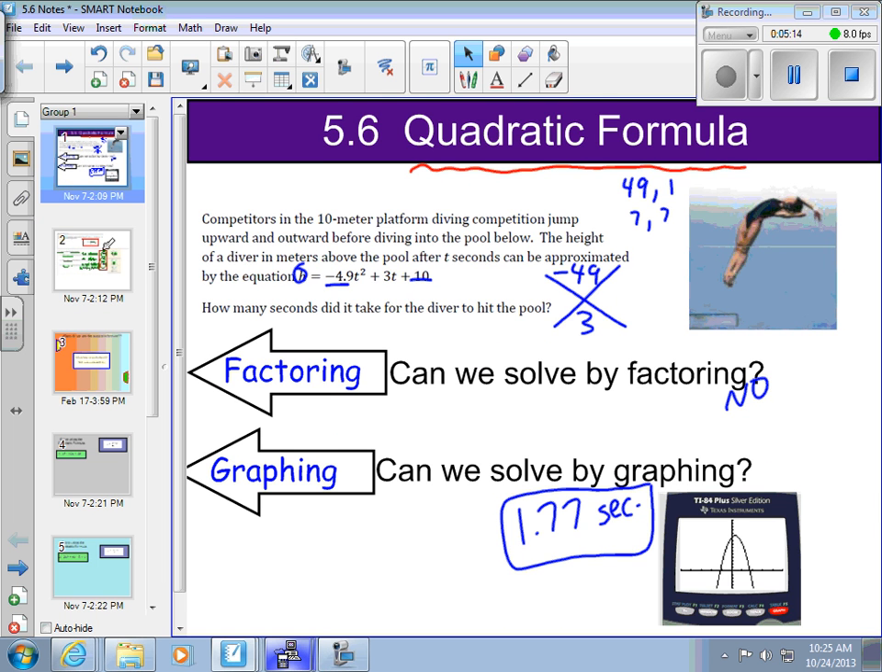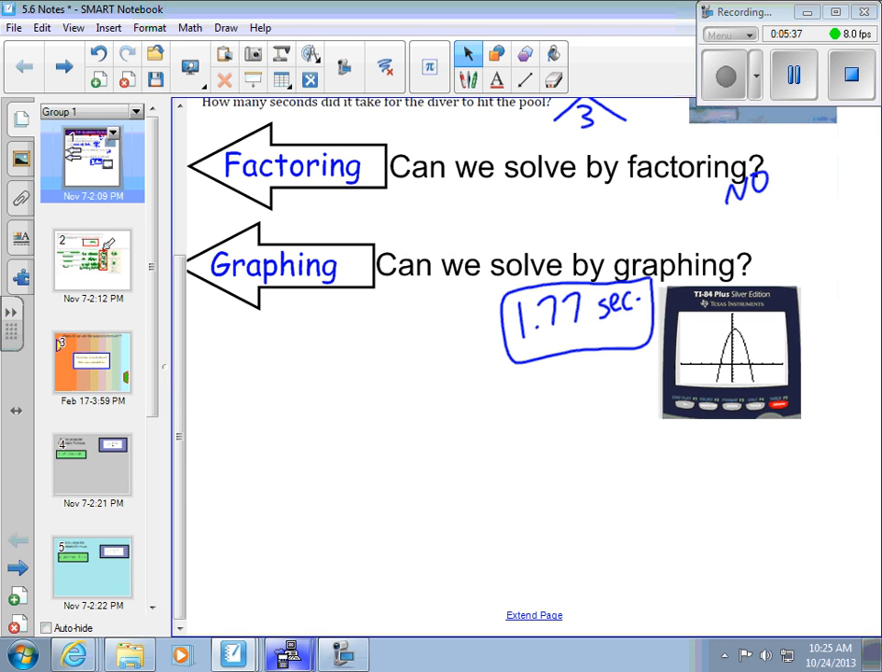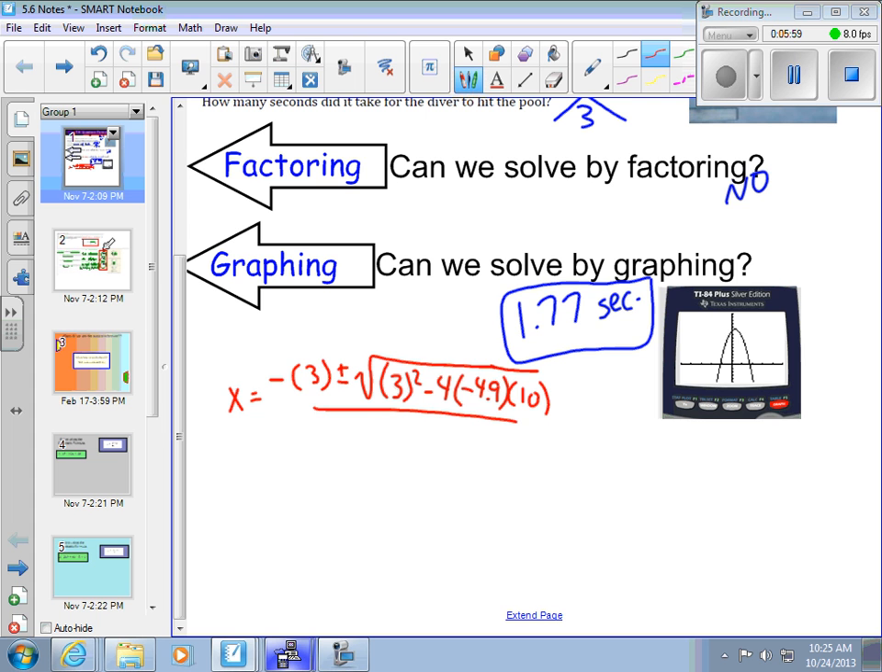Let's see if we can get the same thing by applying the quadratic formula to this problem. What you'd want to find first is your a, b, and c. A would be negative 4.9, b would be 3, c would be 10. Now we'd put this into the quadratic formula. So we'd have x equals the opposite of b, which is negative 3, plus or minus the square root. Here's our discriminant part: 3 squared minus 4 times a, which is negative 4.9, times c, which is 10, all over 2a.